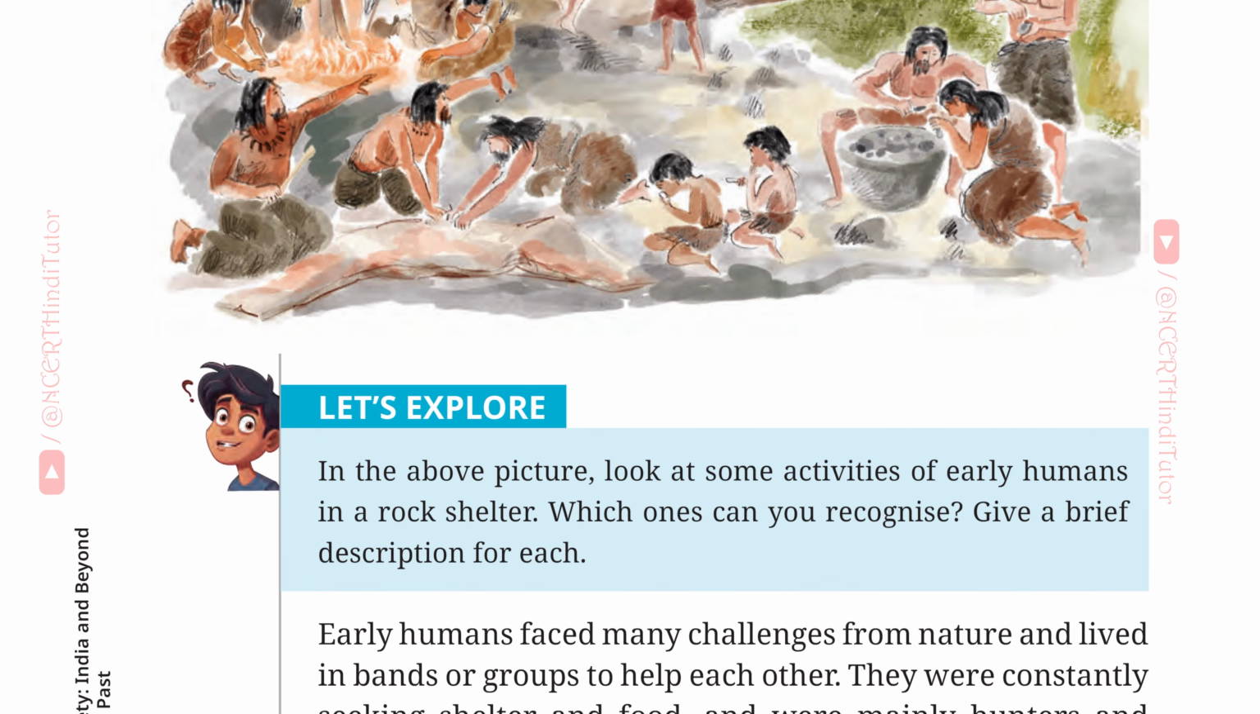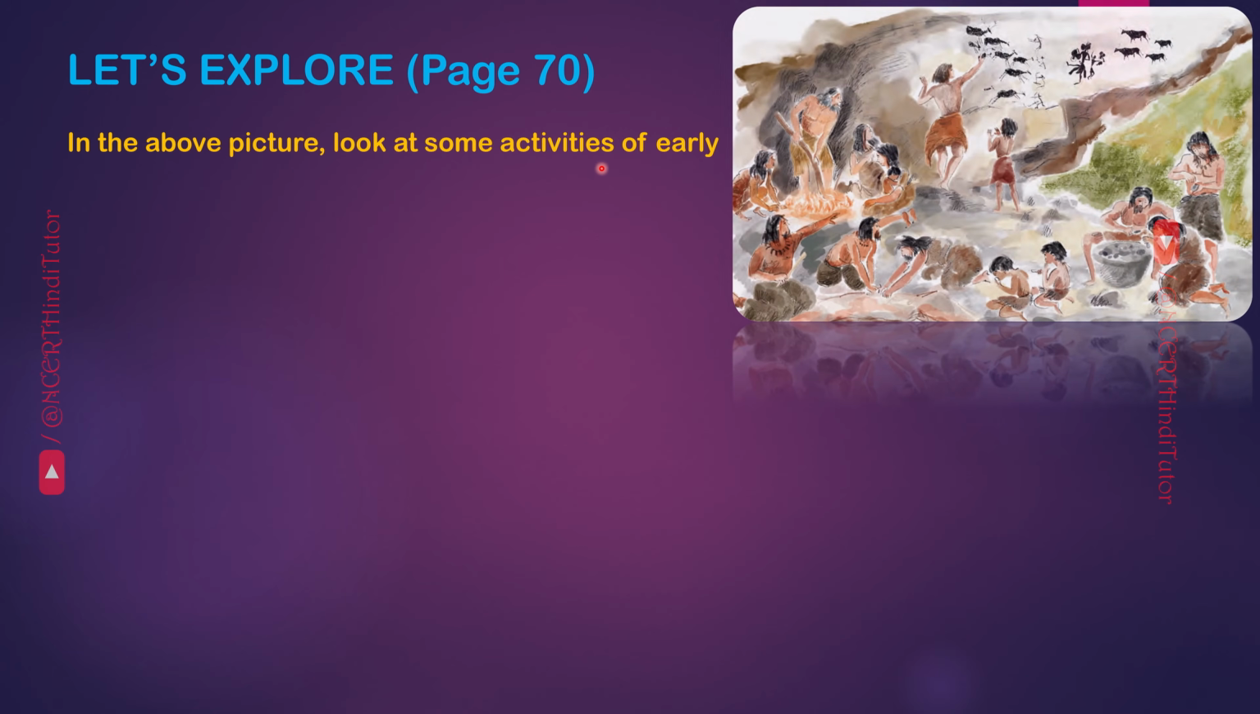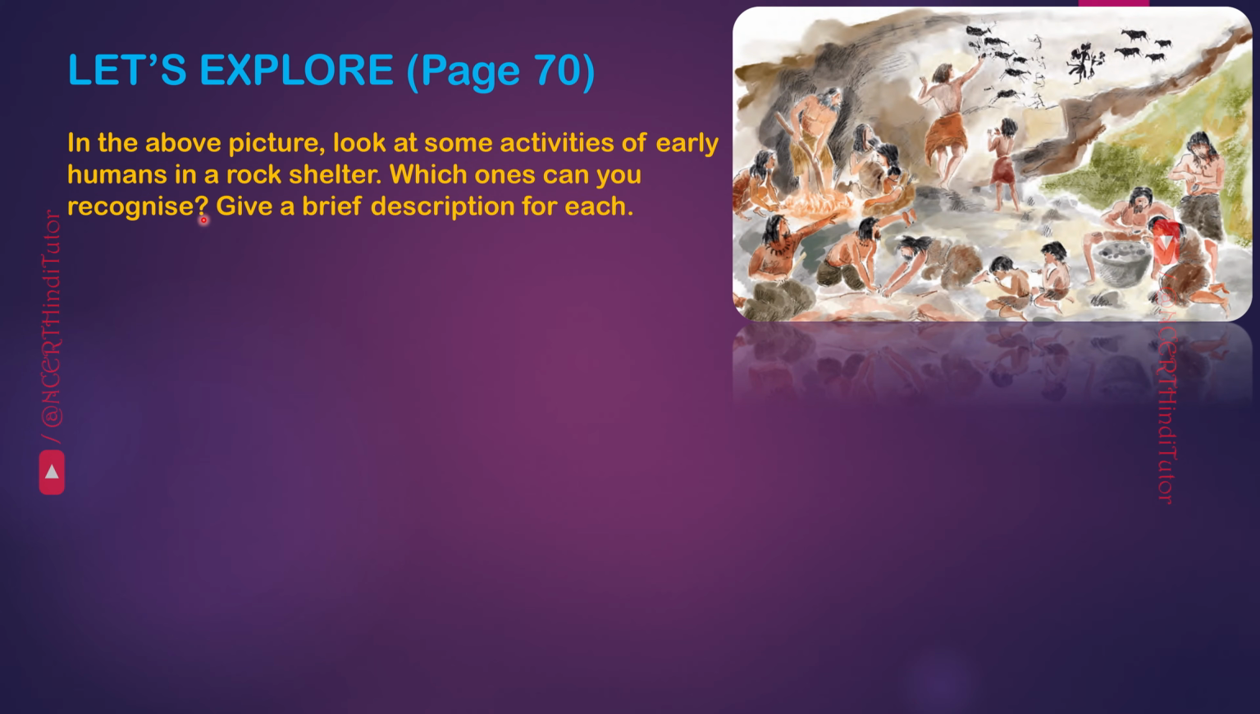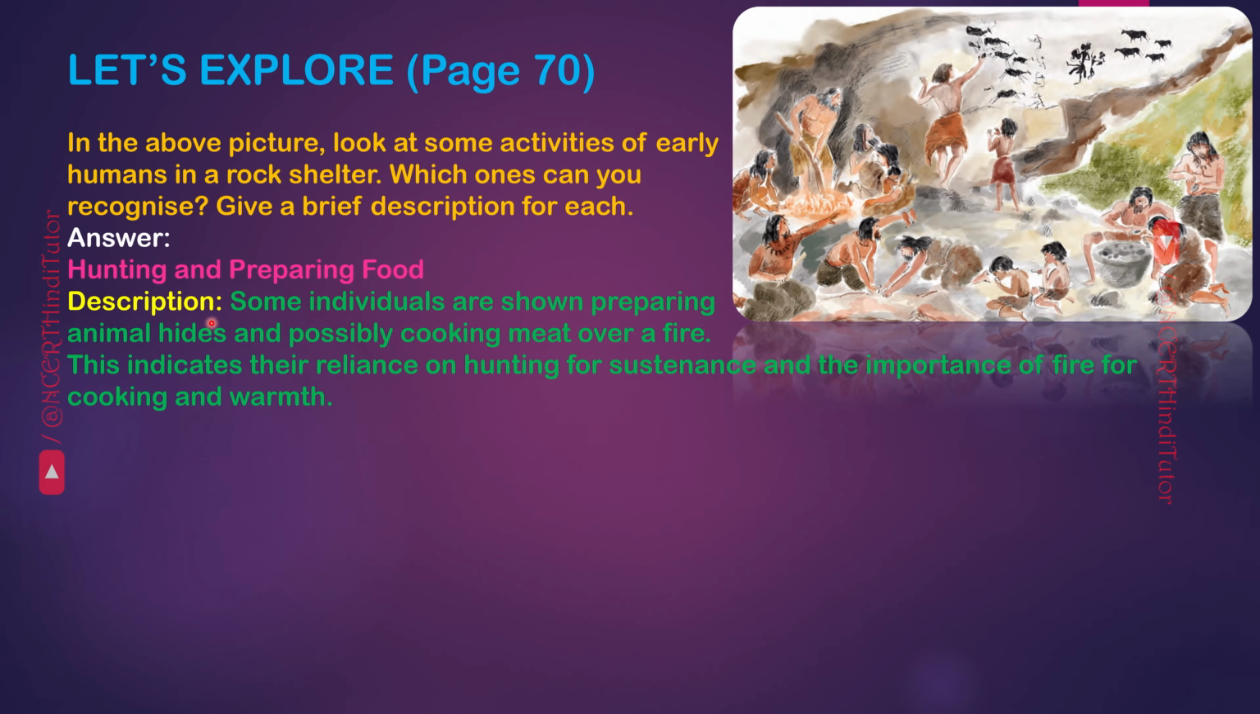Question 7, page 70. Let's explore. In the above picture, look at some activities of early humans in a rock shelter. Which ones can you recognize? Give a brief description for each. Answer: hunting and preparing food.